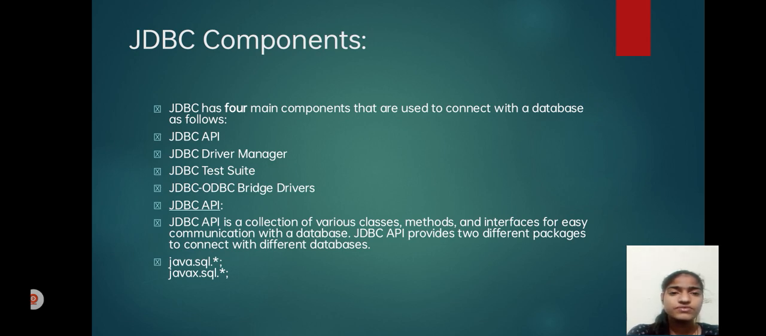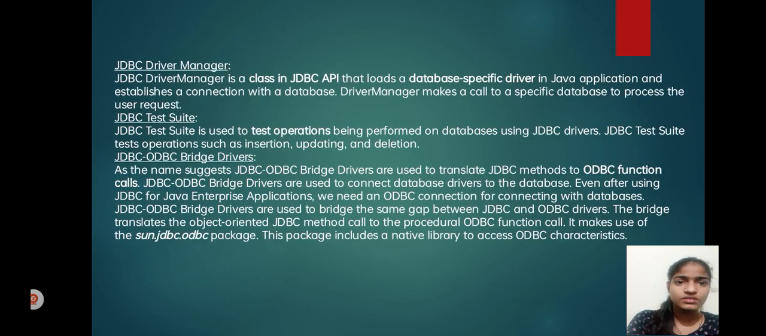So let's see the first one, JDBC API. JDBC API is a collection of various classes, methods, and interfaces for easy communication with the database. JDBC API provides two different packages to connect with different databases, like java.sql.*; or javax.sql.*; So the JDBC driver manager. JDBC driver manager is a class in JDBC API that loads a database specific driver in a Java application and establishes a connection with the database.